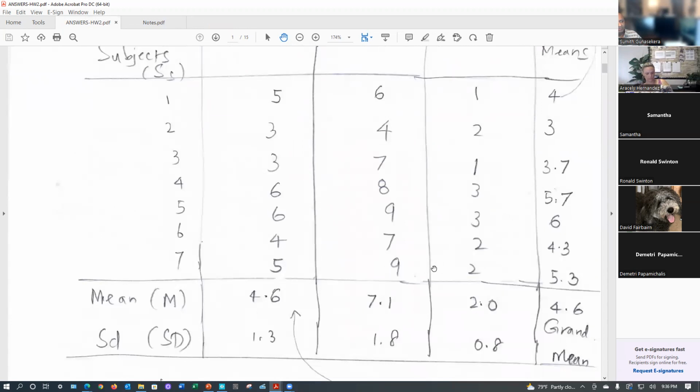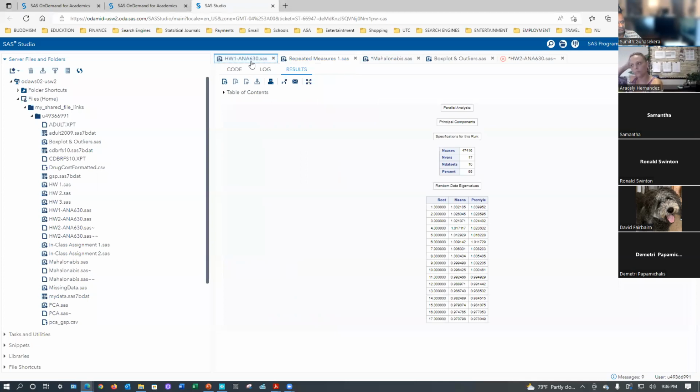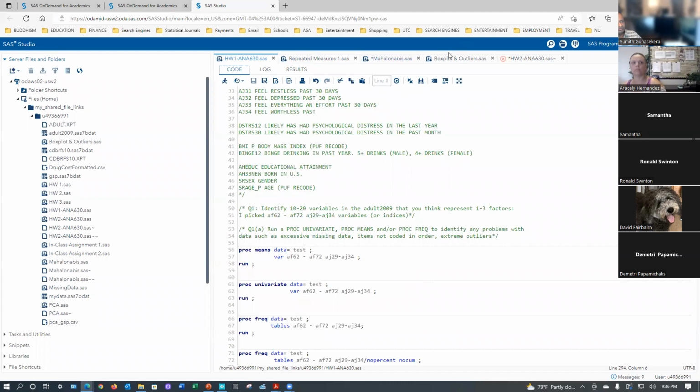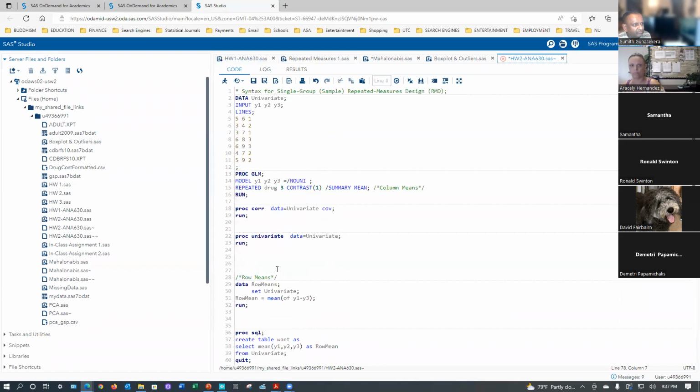If you want, for this one you can get these values, everything, and the grand mean, everything, using R. You can get the row mean using this one. Row mean. You can get the grand mean.